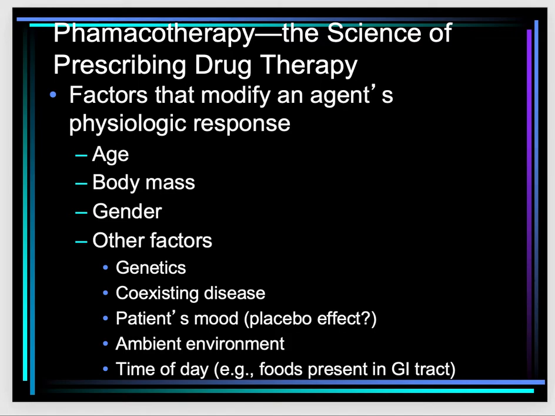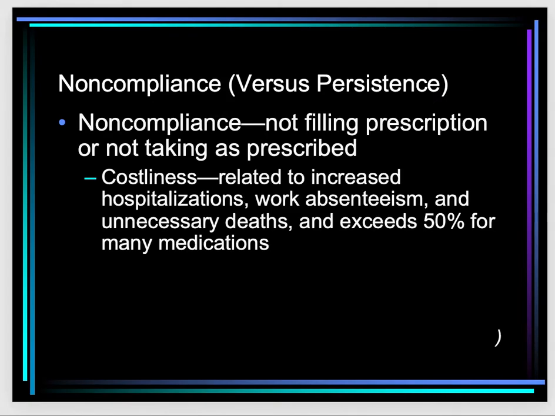Well, when the doctor is prescribing the medicine, factors that are going to modify the physiology of how the chemical works in the body and how much somebody needs are going to be their age, body mass, right, fat versus muscle, how much they weigh, their gender, genetics, coexisting diseases, any placebo effects or the person's mood, are they on a placebo or real medicine, environment, time of day, where it's being uptaken in the GI tract.